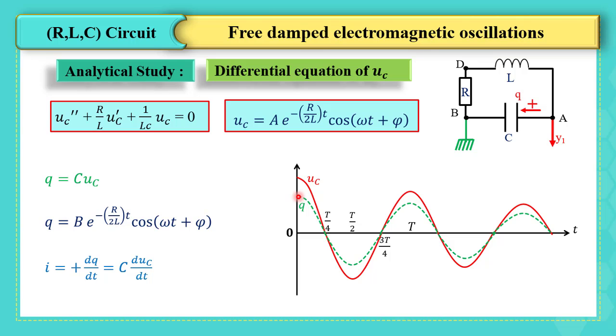We end with the current. The current is the derivative of Q. This means that there is a phase difference between I and Q. This figure shows that the absolute value of I increases with time between 0 and T over 4, while the absolute value of UC and Q decreases since the capacitor is discharging through the coil. This shows us that I is negative and I flows in the negative direction.